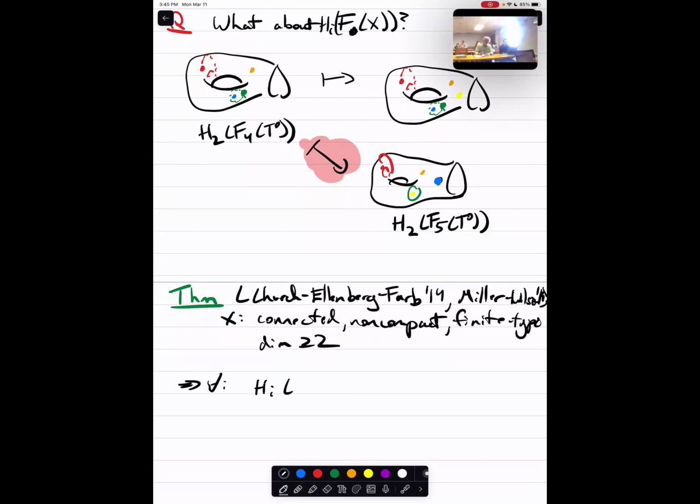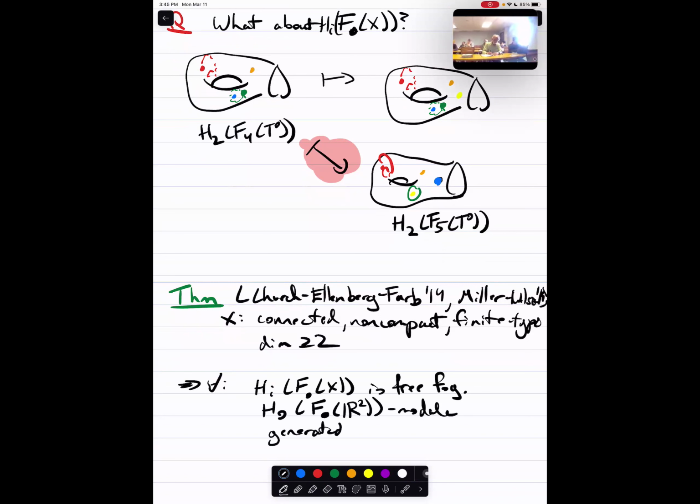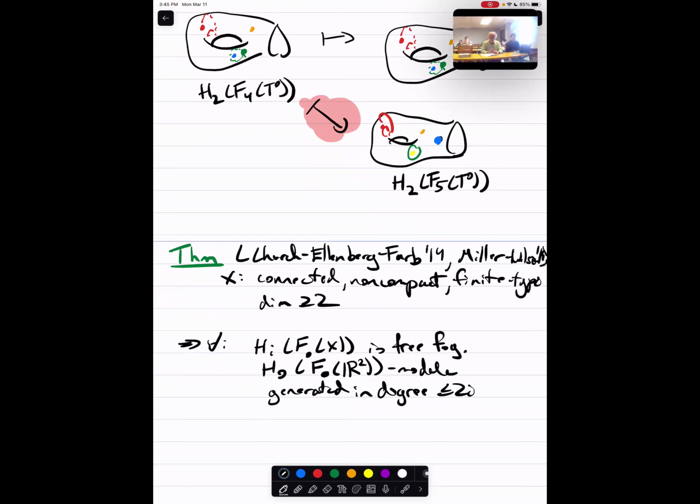the ith homology of the ordered configuration space of points in X is a free, finitely generated H0 of the ordered configuration space of points in R2 module. And this is going to be generated in degree at most 2i.